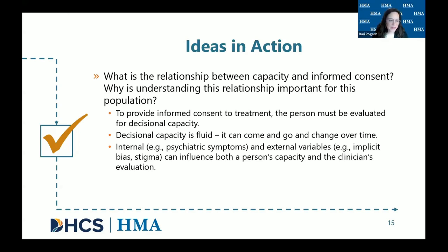Well, thanks to both of you. I do also want to take a minute to look at this third bullet, talking about internal and external variables and how they can influence both a person's capacity and the clinician's evaluation. From my own experience as an advocate representing individuals with psychiatric disabilities in court proceedings like guardianship and mental health commitment proceedings, those external variables are really significant. And I just want to point out, in addition to implicit bias and stigma, there's also poverty.